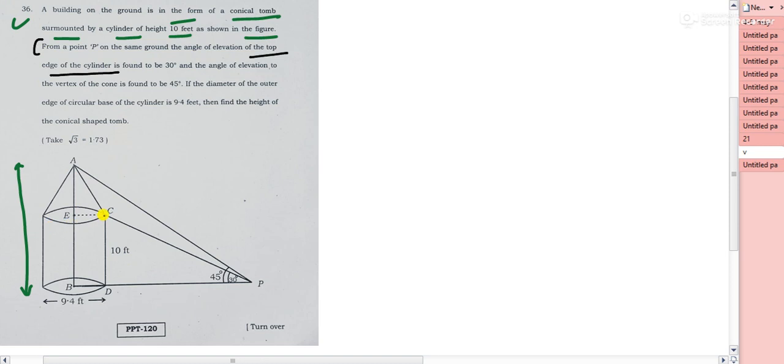Okay, so this is a cylinder. This is the top edge, that is C. They have given it as how much? 30 degrees. You have to see this from this line, the angle from horizontal to this line. It is 30 degrees if you look at it carefully.